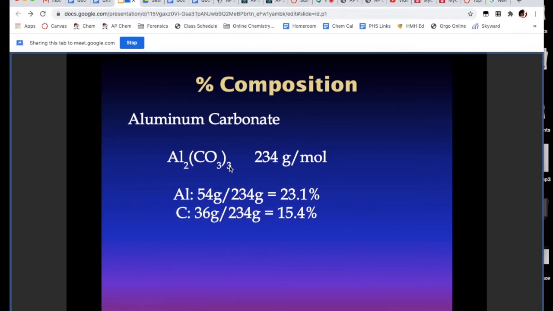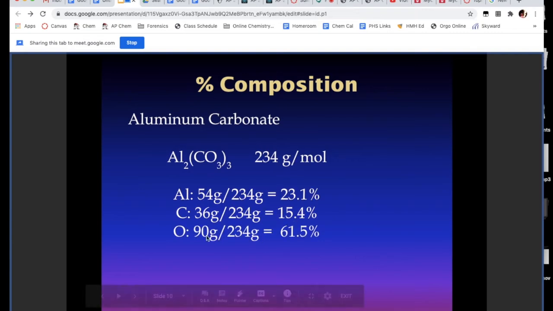Carbon, 3 times 1, so I got 3 times 12 total. It's 36 divided by 234, 15.4%. Technically, I could now, because I have 1 element left, do 100 minus those, but I'll show the work. 9 times 16 is 144, divided by 234, 61.5. And that should equal 100%. So that's how that one works.